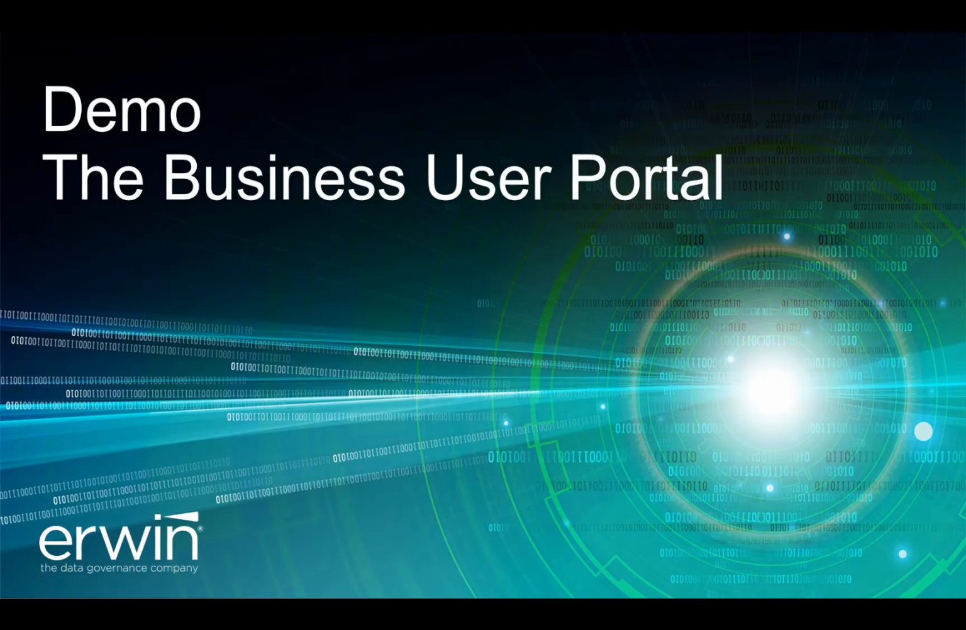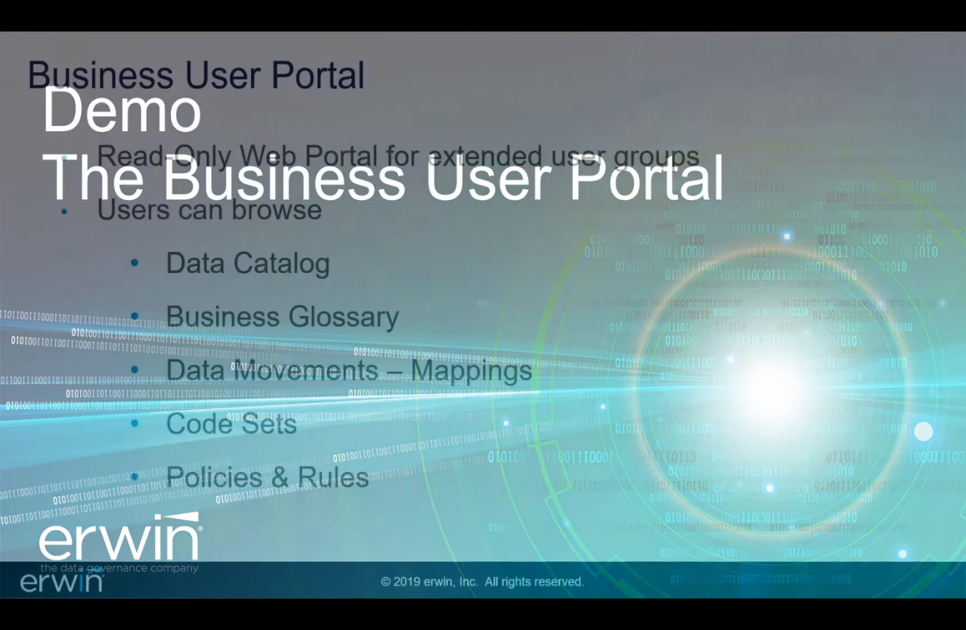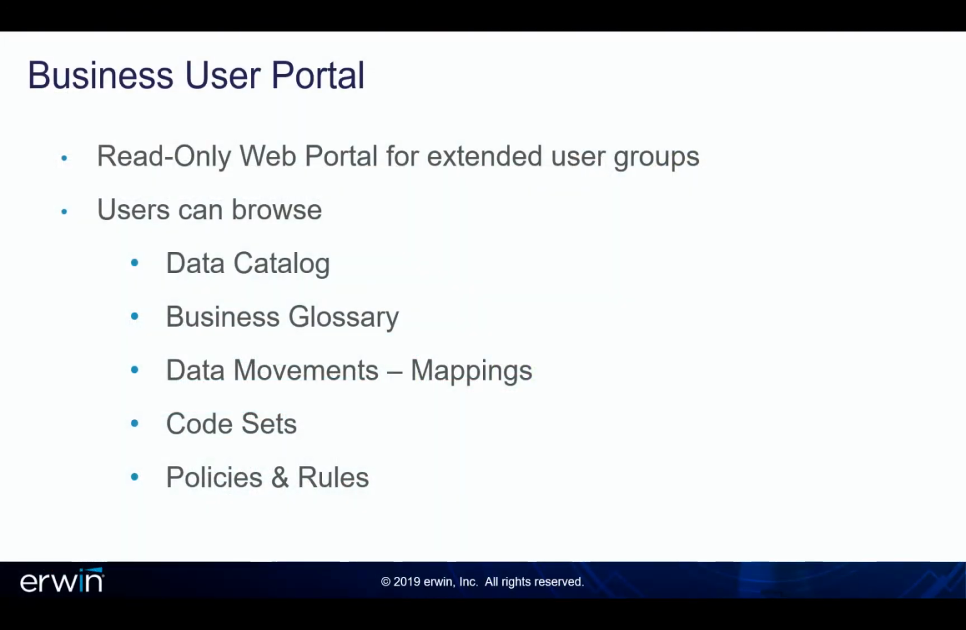So the Business User Portal is our read-only mechanism for business users to be able to browse the models that we're producing. So it's a read-only portal for an extended user group. Anybody in the organization should be able to browse the models, looking at the data catalog, so definitions of data assets, browse through business terms, browse through the data movements held as mappings, code sets, policies, and rules.